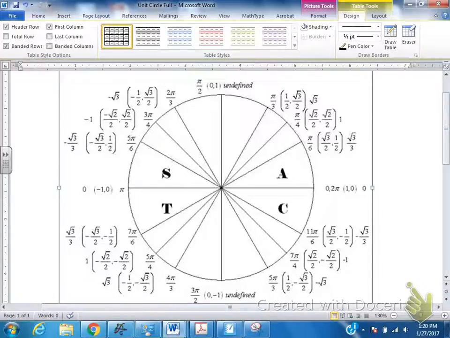Because what we need to do is take this angle and put it up here. It'll be the exact same angle. We're just going to put it up here. So that means we're going to take 5 pi over 3 and shift it up. That's where that rule comes in.